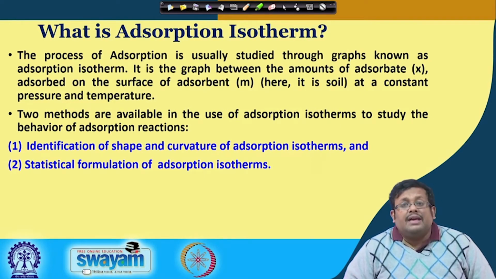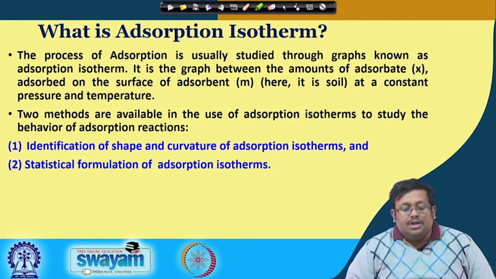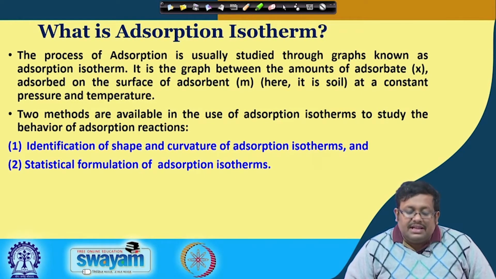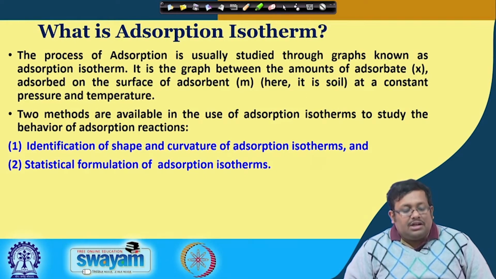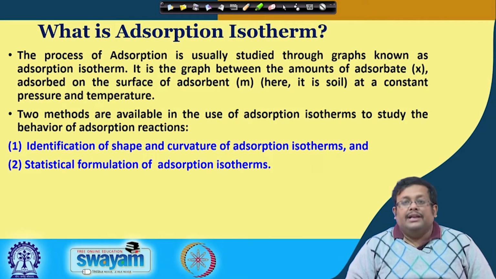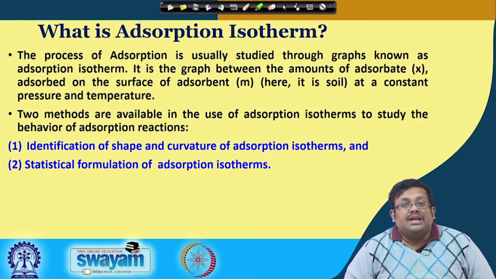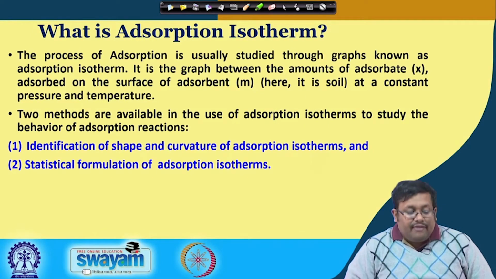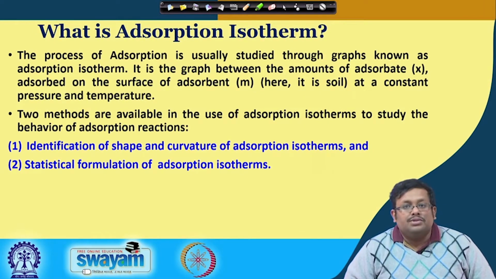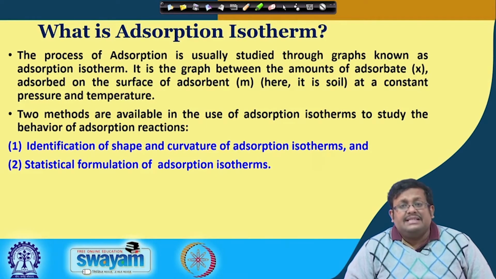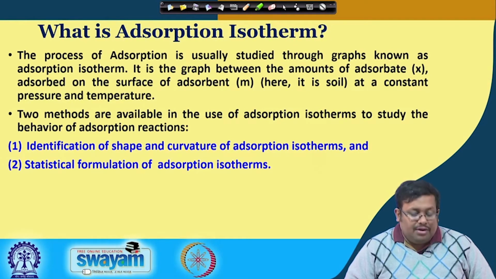And two methods are available. So, the adsorption isotherm is basically showing the relationship between the amount of adsorbate adsorbed on the surface of the adsorbent at a constant pressure and temperature. Two methods are available in the use of adsorption isotherms to study the behavior of the adsorption reaction. First is the identification of the shape and curvature of the adsorption isotherms, which we will see in detail, and finally, the statistical formulation of adsorption isotherms, which are also called statistical models. We will discuss them in a while.